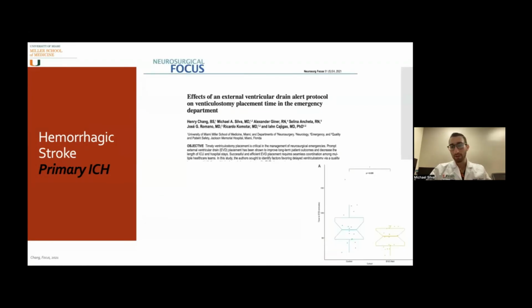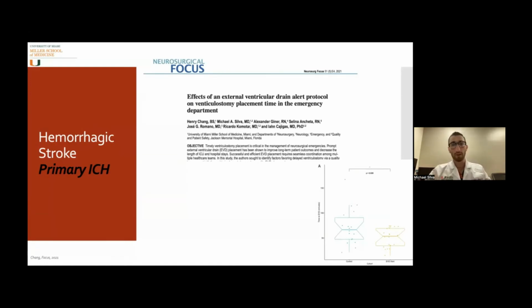We also took it another step further. We developed an alert system, almost like a stroke alert, for patients who need an EVD. We called it the EVD Alert. Basically it was a page that went out to all the necessary teams, and automatically for patients who presented with, for instance, subarachnoid hemorrhage or acute hydrocephalus, who were likely to need an EVD, it automatically set into motion the process for EVD placement.